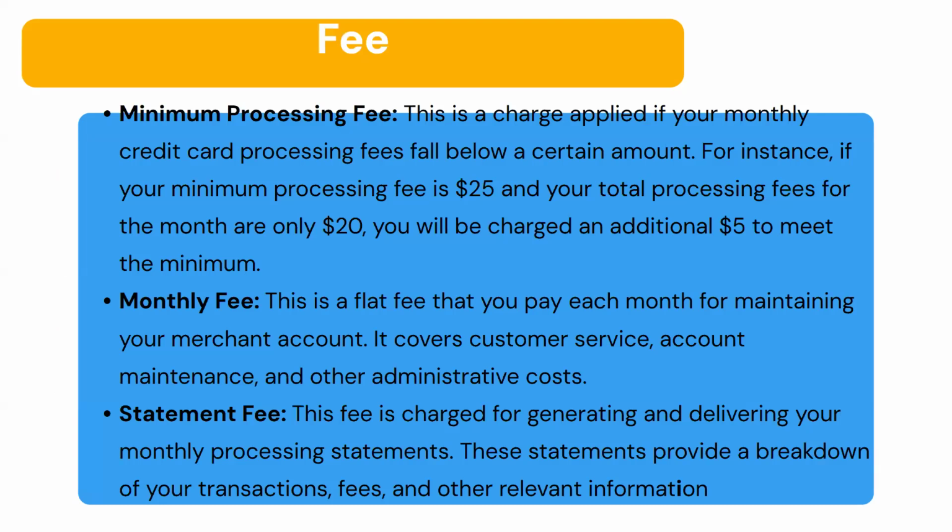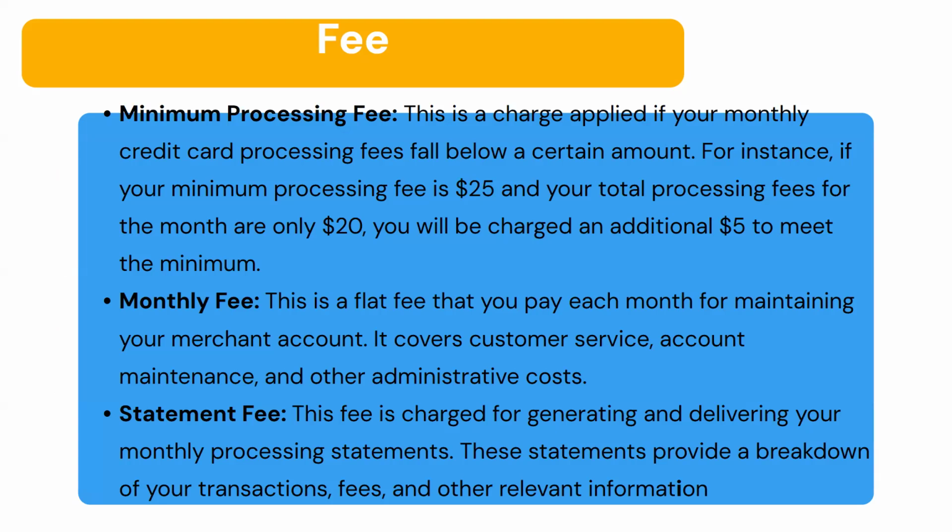Next, we have the fees. We have minimum processing fee. This is a charge applied if your monthly credit card processing fees fall below a certain amount. For instance, if your minimum processing fee is $25 and your total processing fee for the month are only $20, you will be charged an additional $5 to meet the minimum.